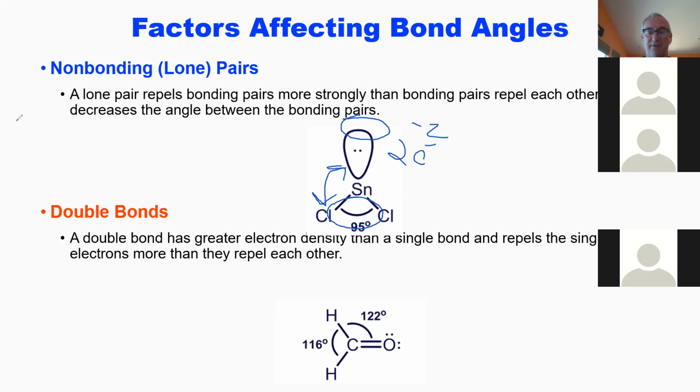And double bonds, same thing. I've got more electrons in the similar space. More electrons means higher density of negative charge. So I've got more negative charge here, and so it pushes these other atoms further and further away, and so reduces this bond angle slightly.